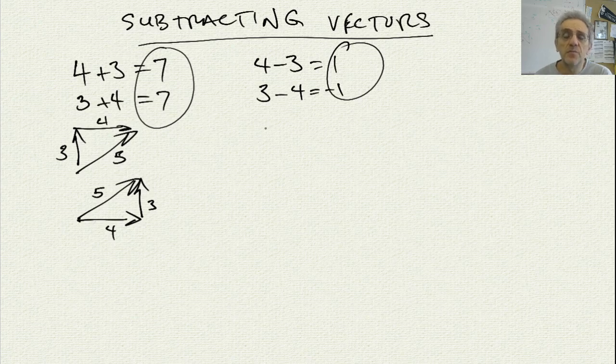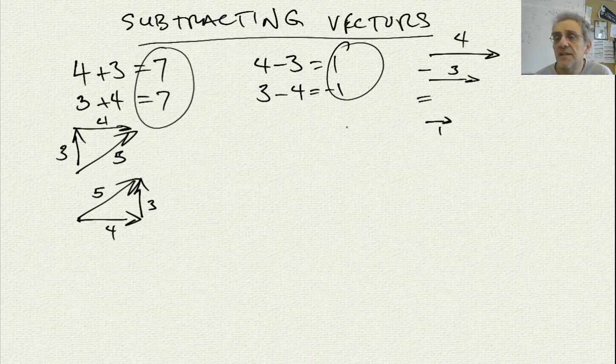Before we do subtracting orthogonal vectors, let's do subtracting linear vectors. Let's say we have a vector like this, that's a 4, and we subtract a vector that is 3. If we subtract that, we get a vector that is a 1. Notice that this 4 and this 3 are both in the same direction. And so we get a 1.